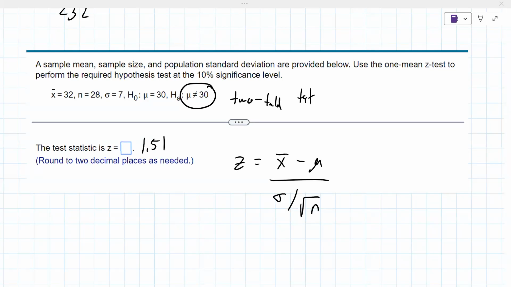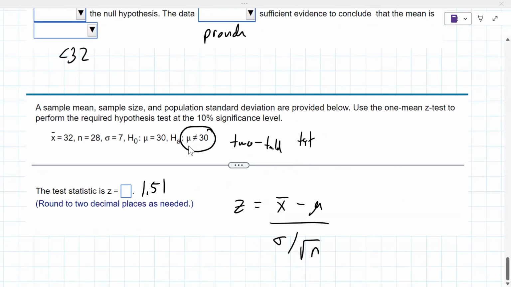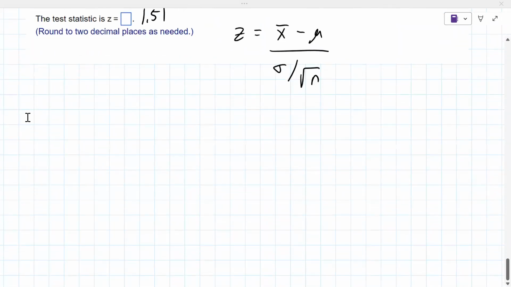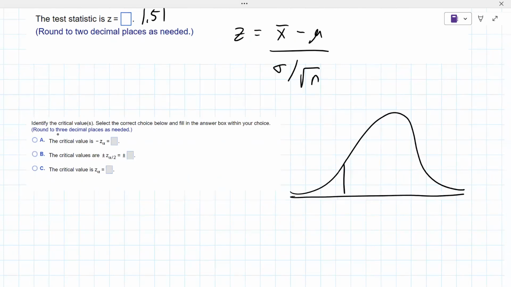And I believe it's the drawing here. No, it's the critical value. That was a previous problem. So I mentioned that this is a two-tailed test, and we know that because of the not equal to. That's how you know that it's a two-tailed test. So in a two-tailed test, there are two critical values. There's one on the left and the right. They're the same except they're different in sign.